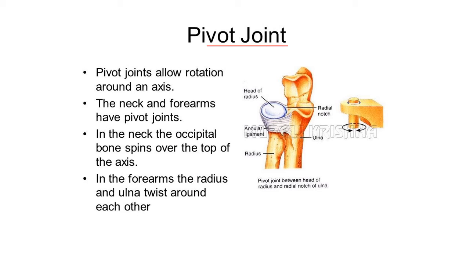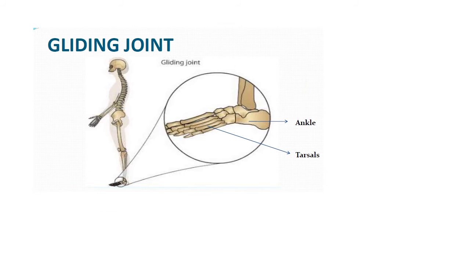So pivot joints allow the rotation present in the neck and forearm. In the neck, the occipital bone spins over the top of the axis. In the forearm, the radius and the ulna twist around each other. So the movement can be in the right and in the left direction.